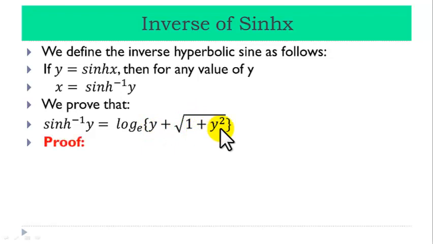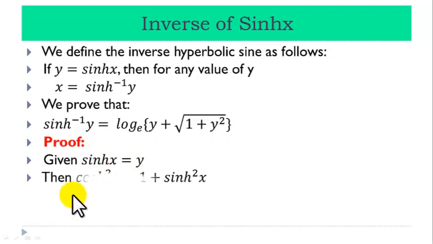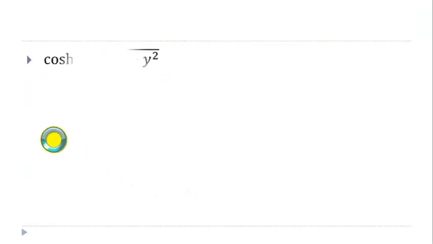Proof. Given sinh x equal to y, then cosh squared x is equal to 1 plus sinh squared x, and this is equal to 1 plus y squared. Taking the square root of both sides, we have cosh x equal to the square root of 1 plus y squared.